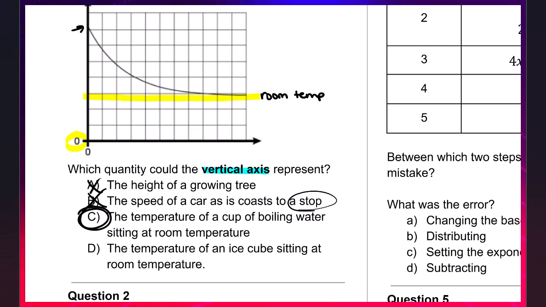Now, I do want to talk about D. It says the temperature of an ice cube sitting at room temperature. So an ice cube is going to warm up. Now, it might warm up and it might do something like this right here, and it's going to approach room temperature from the other direction, which is logarithmic.